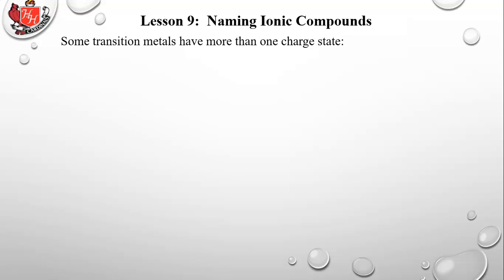Some transition metals have more than one charge state, and you have the periodic table of ion charges. I think it's called ion charges by number, something to that effect. And you also have the 60 common ion sheet. So that's where you find the charge states for transition metals. You're not expected to have those all memorized, or any of them memorized.